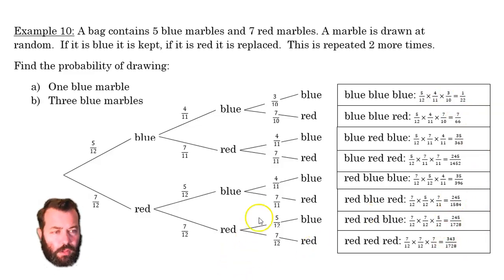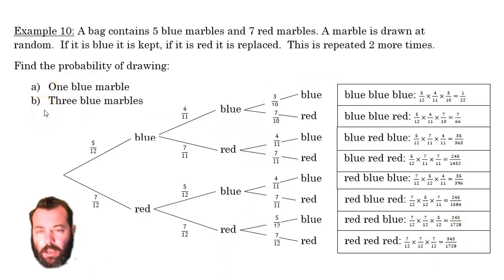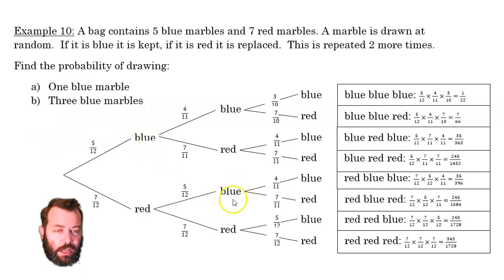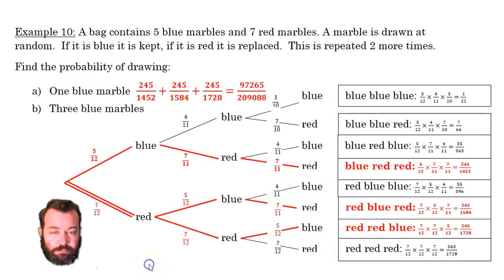So now that we've done that, that's most of the hard work. Let's have a look. 1 blue marble. Now, if I draw 1 blue marble only, it might be the first time I draw a marble out, it might be the second time, or it might be the third time. So there should be 3 outcomes.